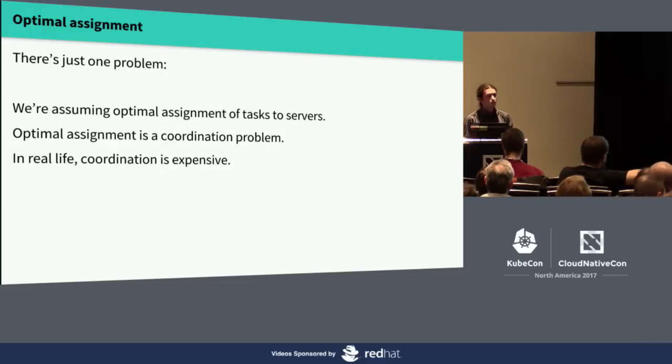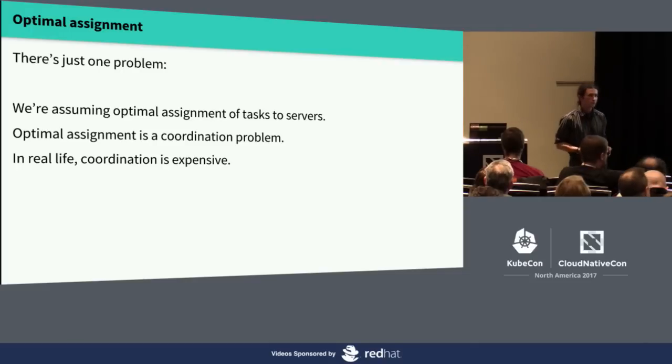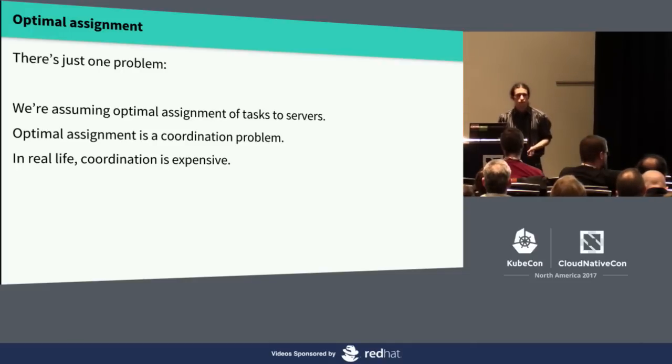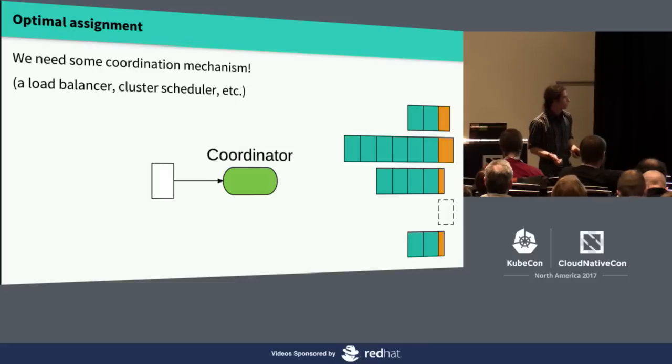We're assuming that we can optimally assign tasks to servers, but optimally assigning tasks to a pool of servers is really a coordination problem in disguise. We all have to agree on which server gets which task. And in real life, coordination is expensive. There's no way around it. We can't just magically pick the least busy server with our psychic powers in general. We need some sort of physical coordination mechanism.